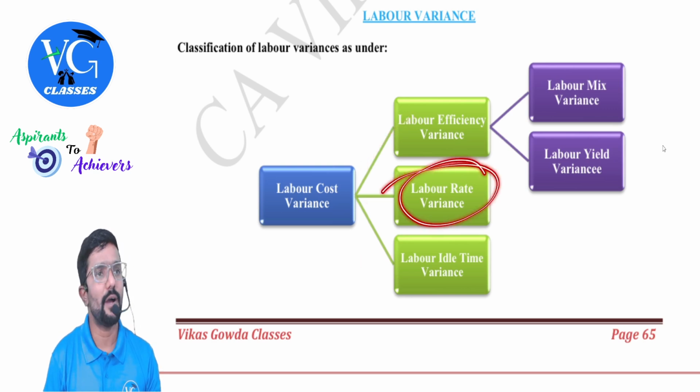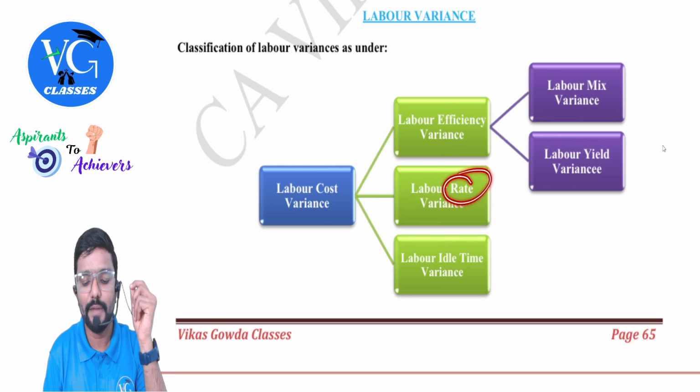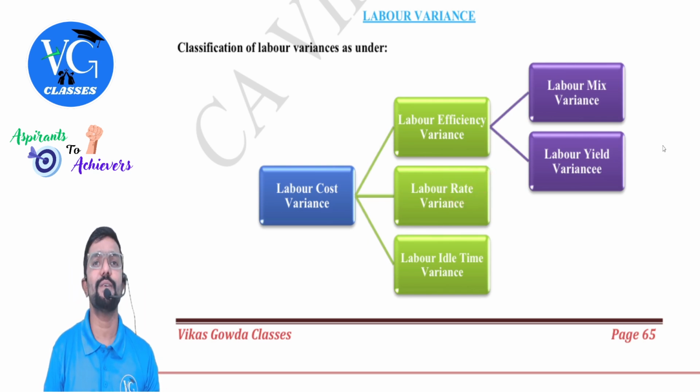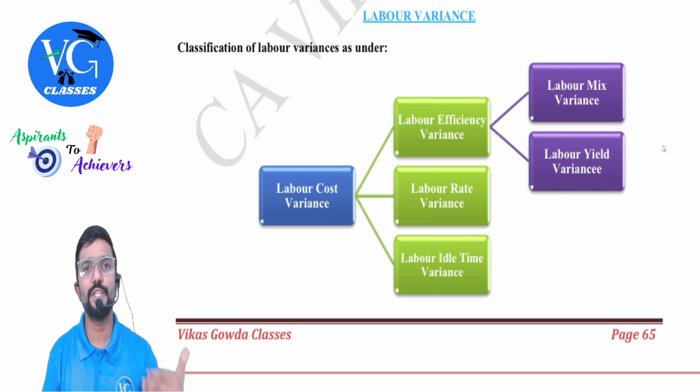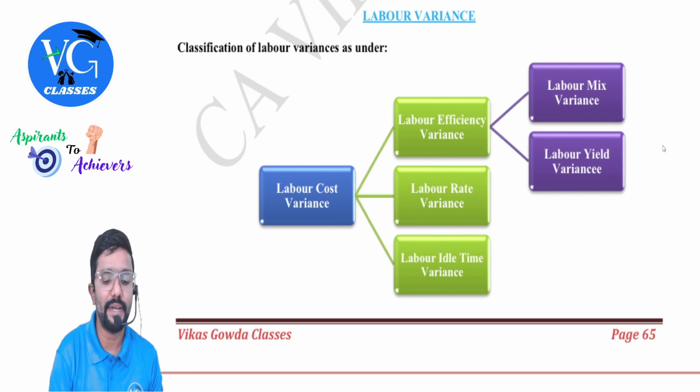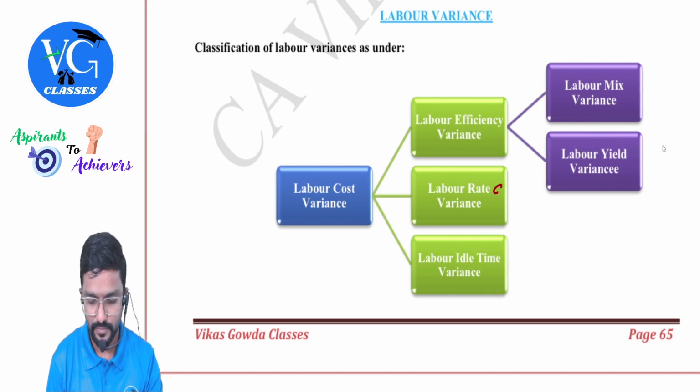See, rate variance is how much we have paid. Guys, here itself, the name itself is telling rate. So you are finding out the difference between what? Rate. Standard rate minus actual rate. And this you will pay for what? Actual hours spent. Okay, sir.